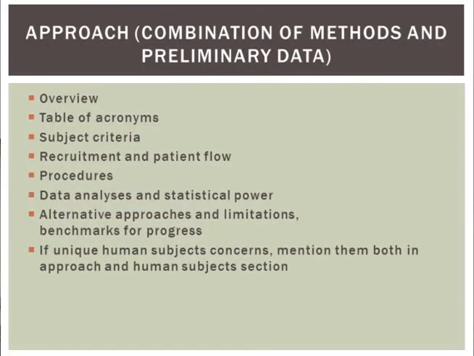And again, you're going to start with an overview. You want to make it absolutely user-friendly. A table that lists the acronyms is helpful, as the reviewer can't remember, because this is the fifth grant. They're reading on a Sunday afternoon. I sketched in the handout common areas that people want to cover in the approach.